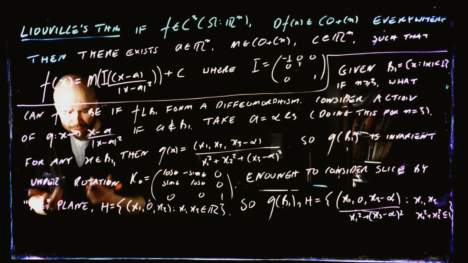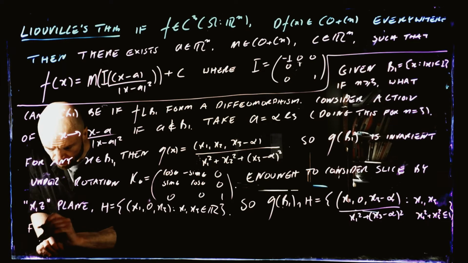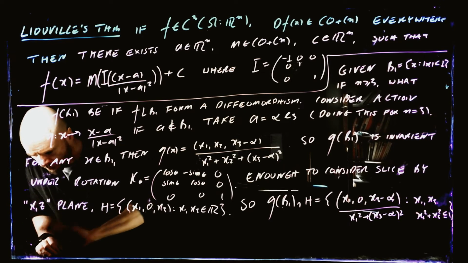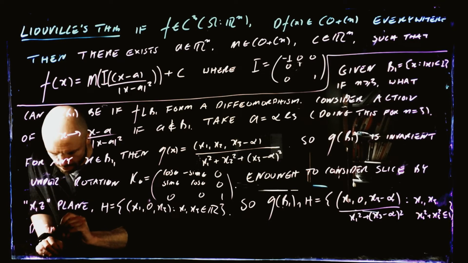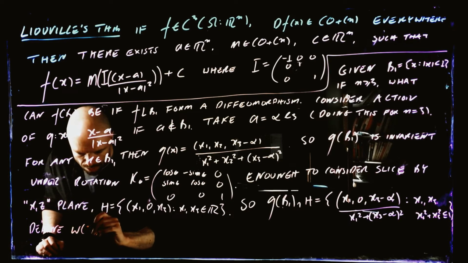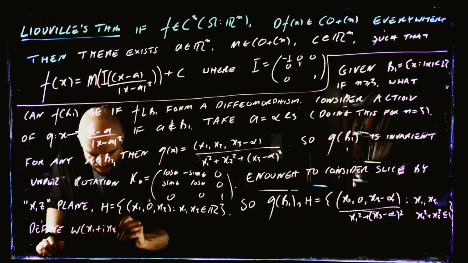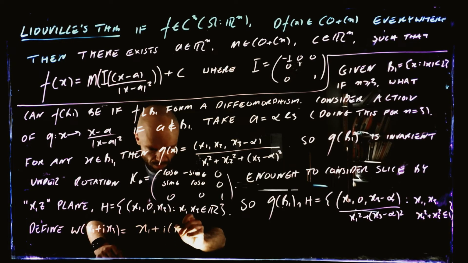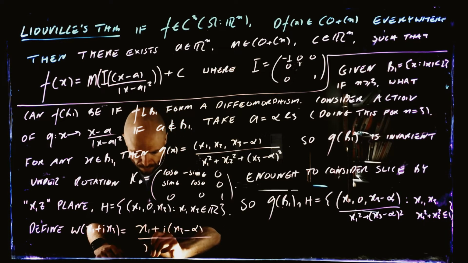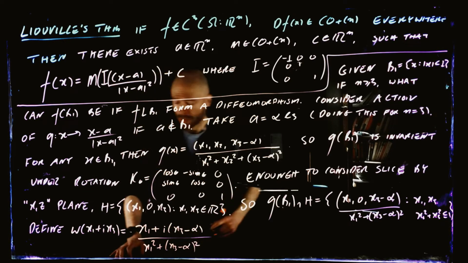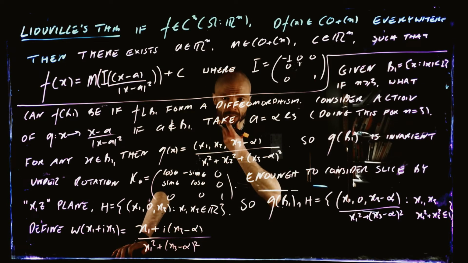Now, let's create a function in the complex plane. Let's define w of x1 plus I x3 to be x1 plus I of x3 minus alpha over x1 squared plus x3 minus alpha squared. Is this mapping looking familiar to you people?